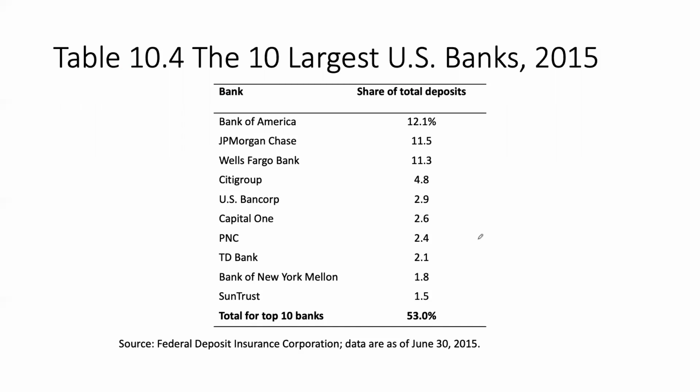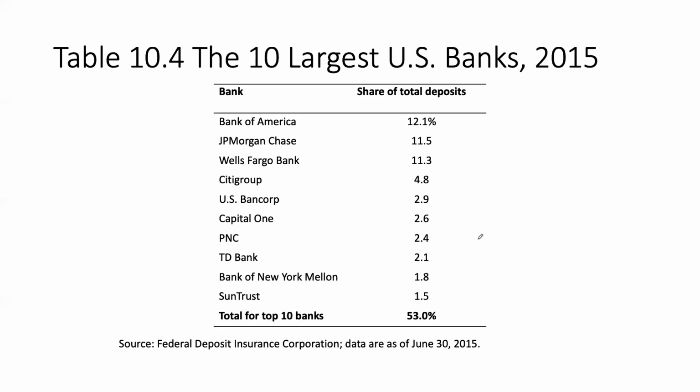Cut to 2015, this is when the data was collected for this. The top 10 banks in the US account for 53% of all the deposits, right? So there is massive consolidation. Again, if you look through the history, there's a lot of mergers and acquisitions that happened in banking between 1994 to about 2007. Bank of America, which started off as a small regional bank in North Carolina, became the largest bank in the US in the space of 15 years, right? So, Bank of America has 12.1% of the total share of deposits today. It's the single largest bank in the US.